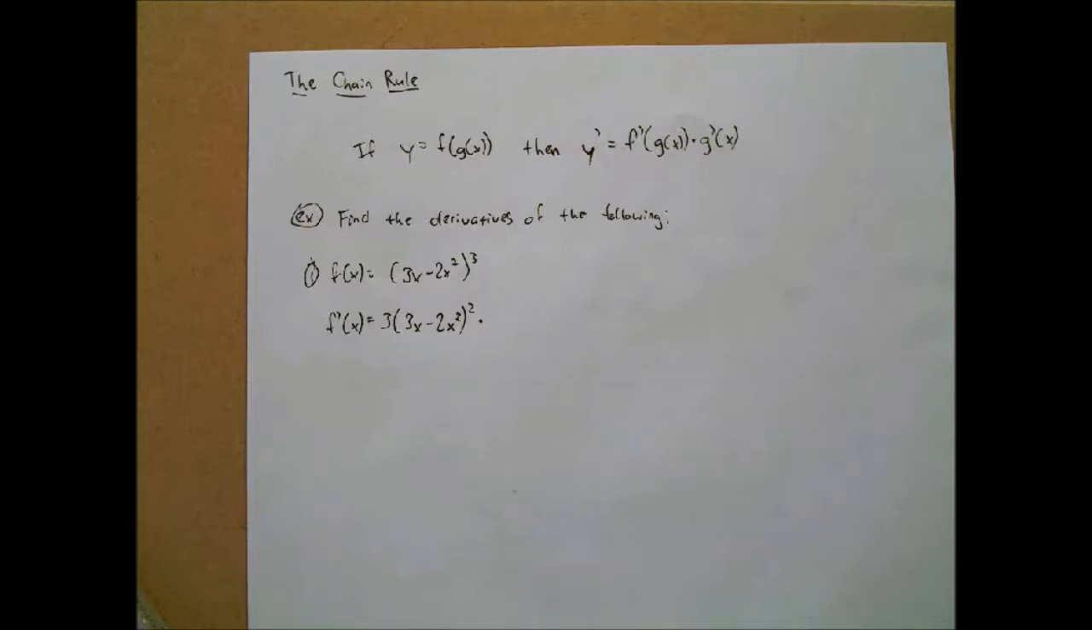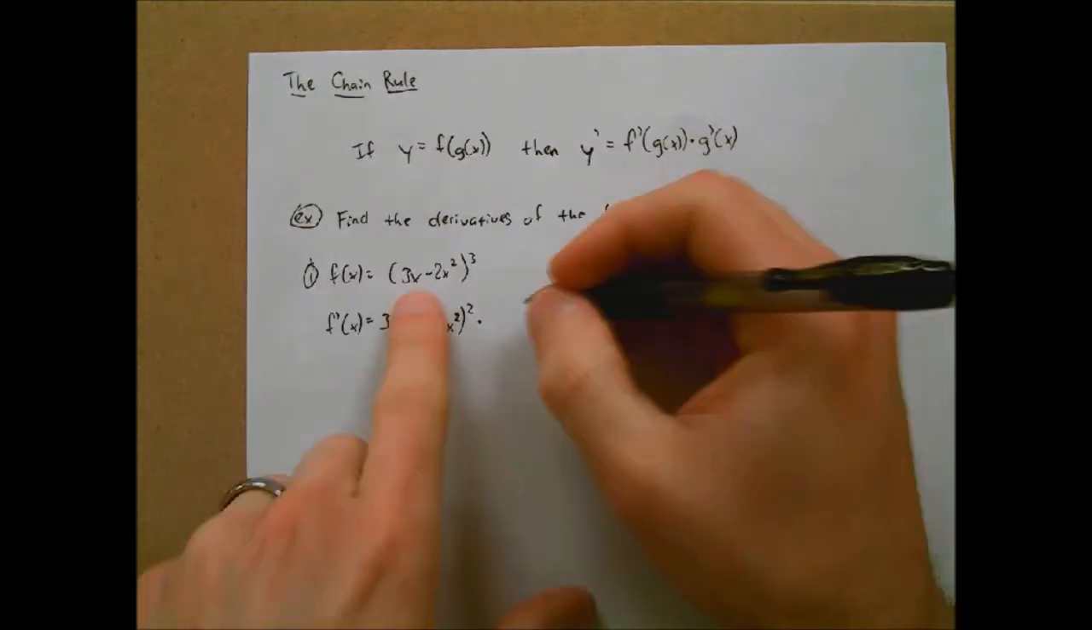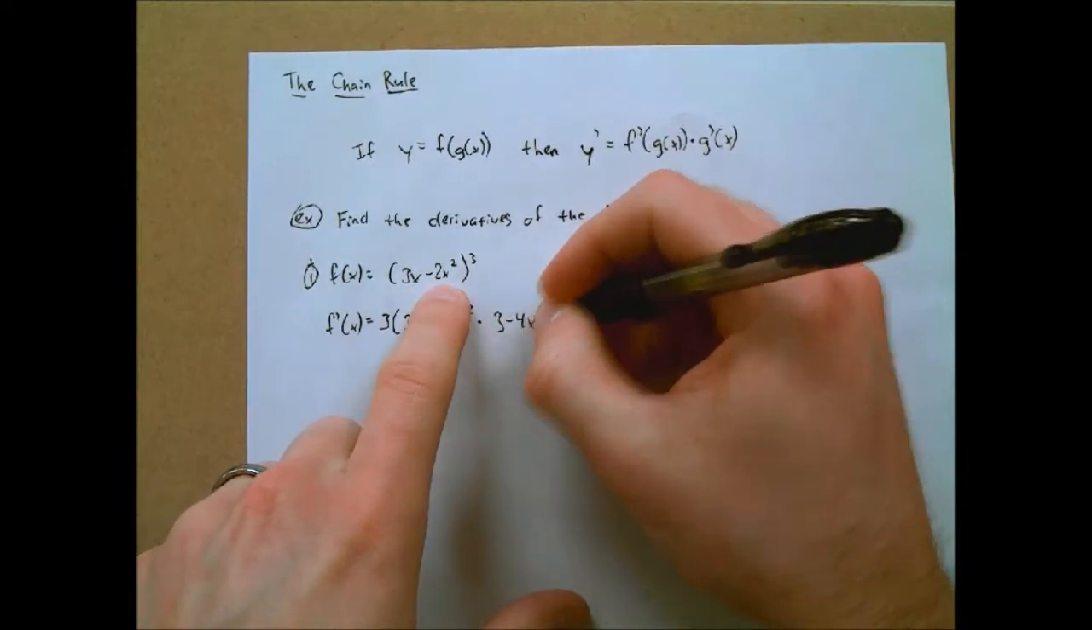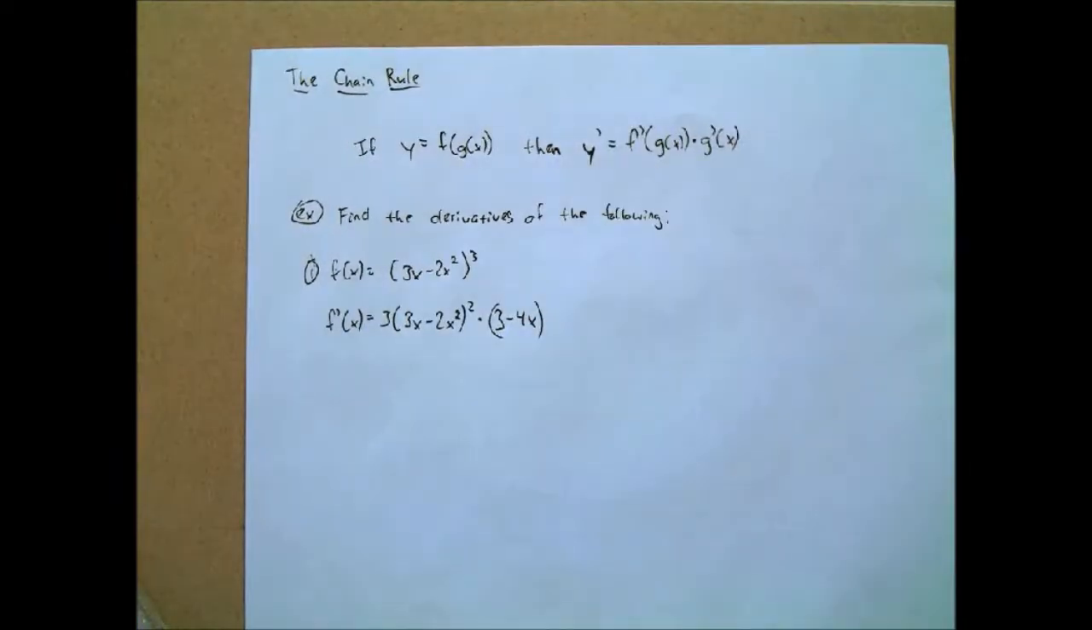It'll be 3 minus 4x, because the derivative of 3x there is going to be 3, and then minus 4x. That's going to be times the derivative of what's inside there.